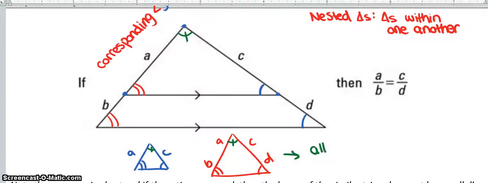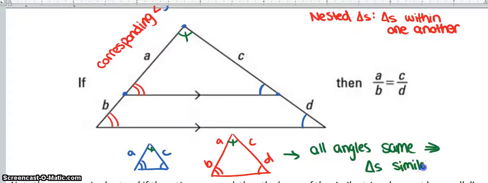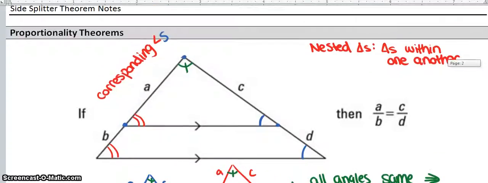because similar triangles are triangles that have the same shape but different sizes. So all angles being the same implies, I'm going to draw an arrow to mean implies, that the triangles are similar. Okay, if you have a question about that, now would be a good time to pause, raise your hand, and ask. Otherwise, I'm just showing you that these two nested triangles are similar. Okay, with all that information now, I can talk about what's called the side splitter theorem.